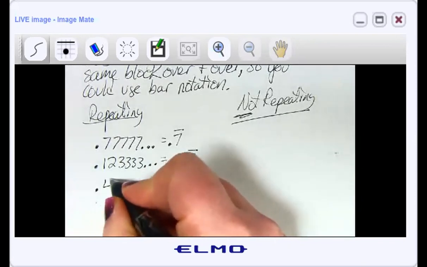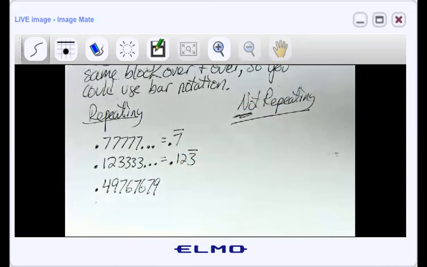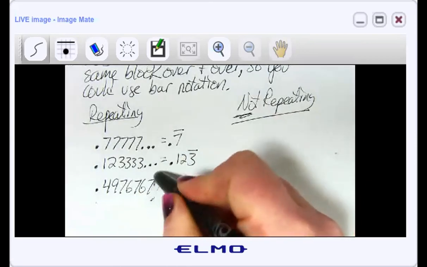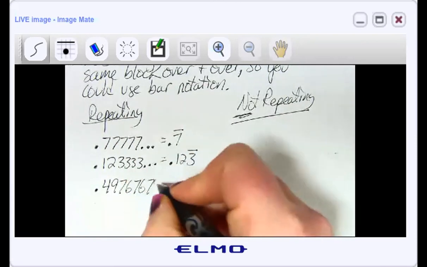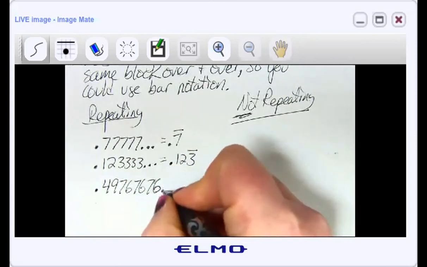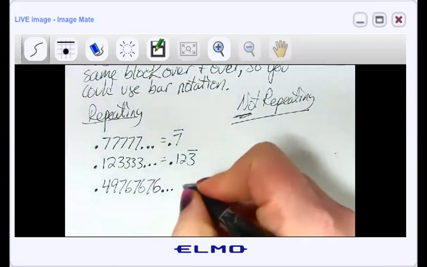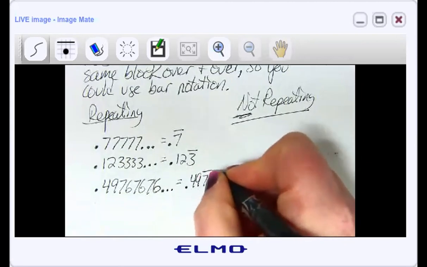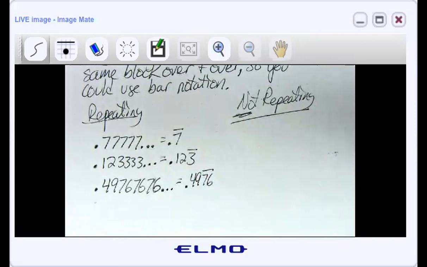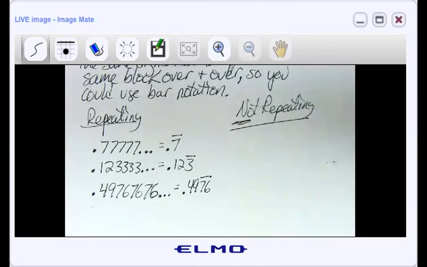And then, as you know, I could have more than one digit that repeats. I could have something like 0.4976767. Oh, my gosh, that's not a six at all. I meant for it to be a seven, but standing on its head. There we go. That looks better. So this one eventually, even though it's two digits, it doesn't matter. It falls into a pattern that doesn't change and it goes forever. So I can still write this with the bar, 0.49, and then I would just put the bar over the 7 and the 6. Notice all of these I can rewrite with that bar notation, so they are all repeating decimals.